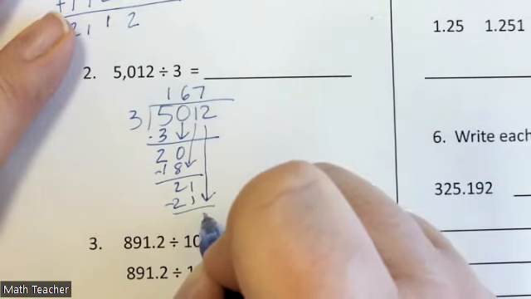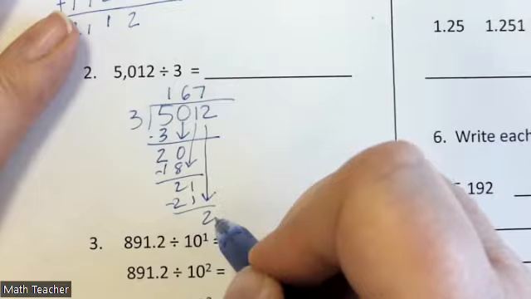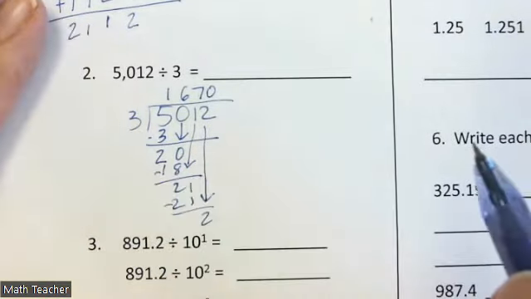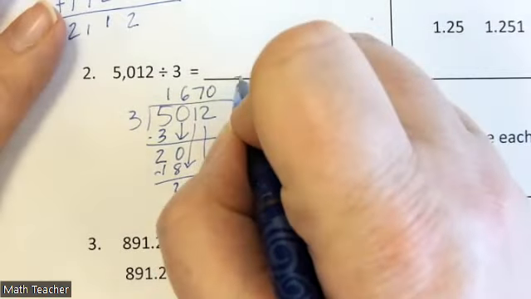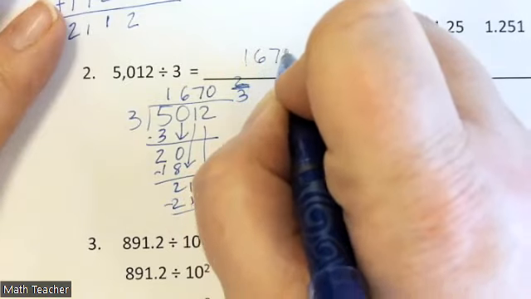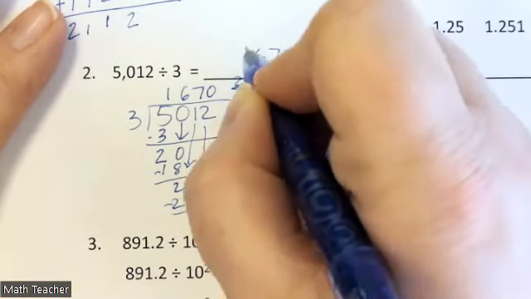Bring down this 2. 3 is too big to go into 2. So above the 2, we have to write a 0. And we say remainder 2. Well, we used to say remainder 2, and now we say 2 out of our divisor 3. So 1,670 and 2/3.